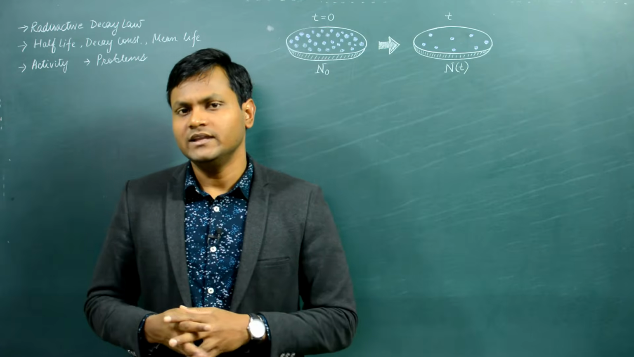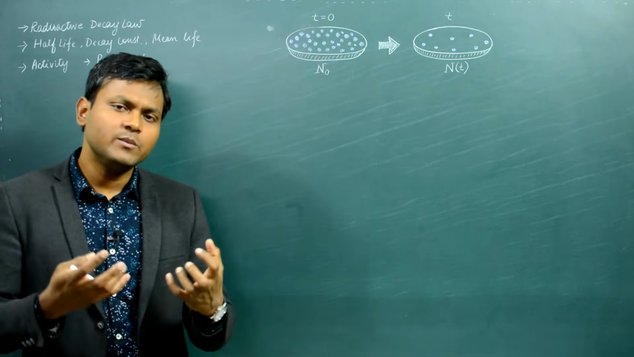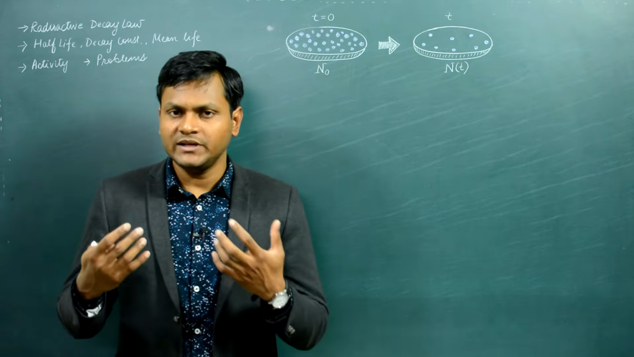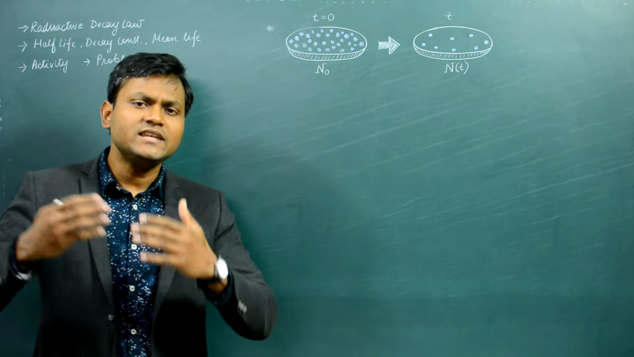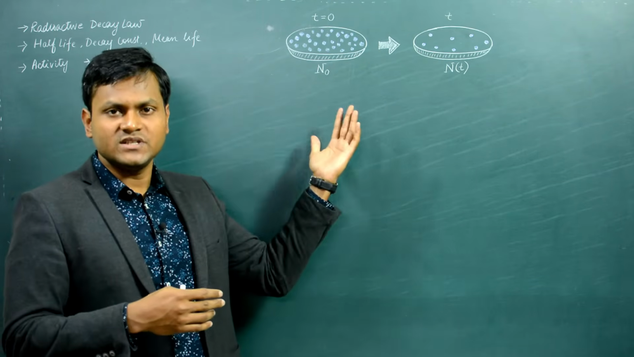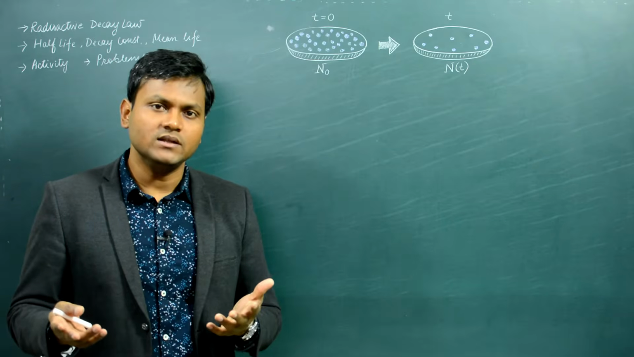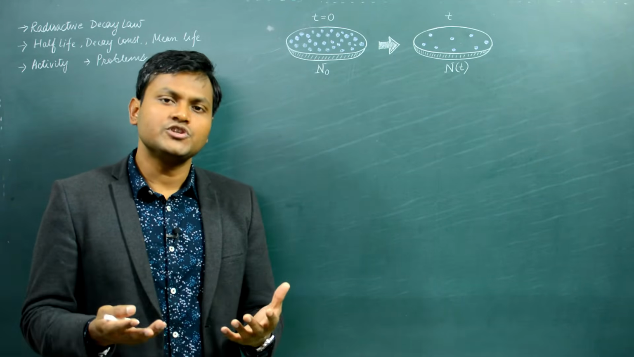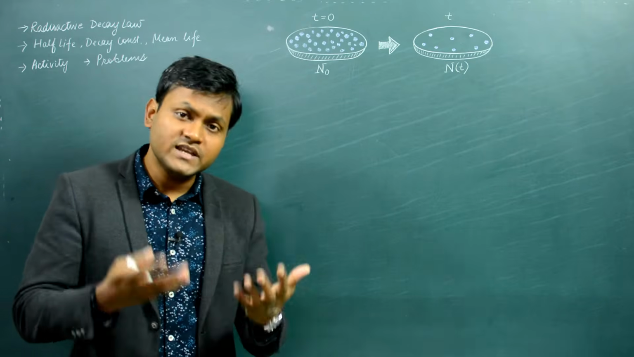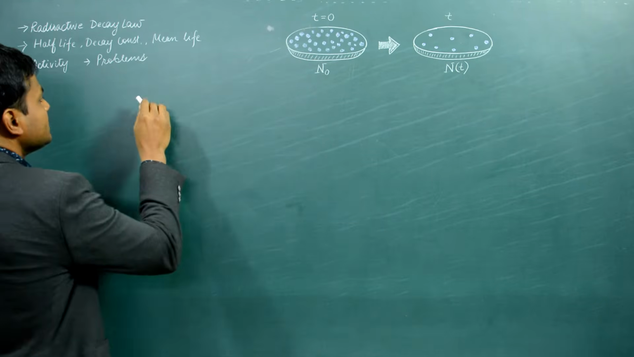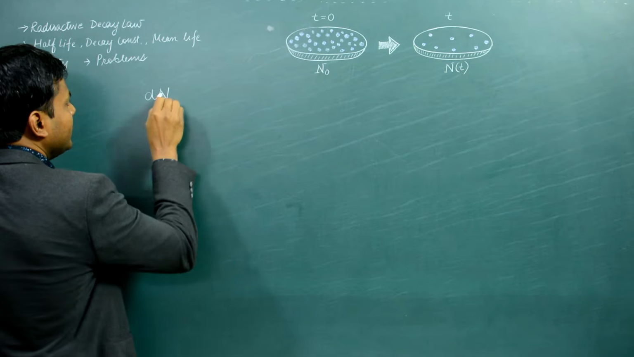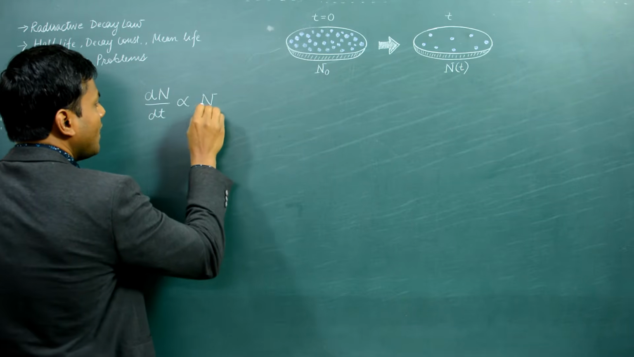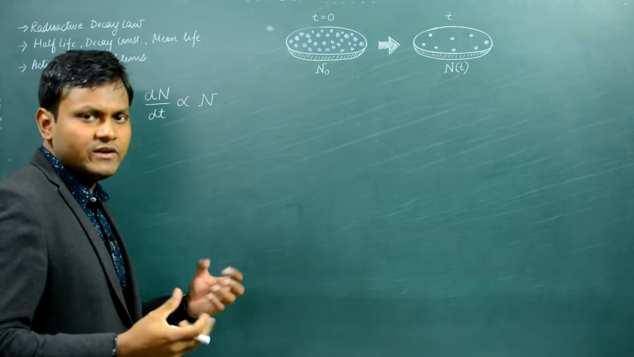So with that in mind, let me tell you a very important experimental observation which is associated with radioactive decay. One thing that is experimentally observed is that the rate at which the decay of any kind of substance takes place, that means the number of particles that decay over a certain period of time, is directly proportional to the number of particles present at that point in time. That means the decay rate, which is basically given by dN upon dt, is directly proportional to the number of particles present at any given point in time.